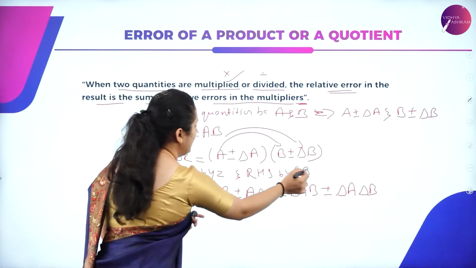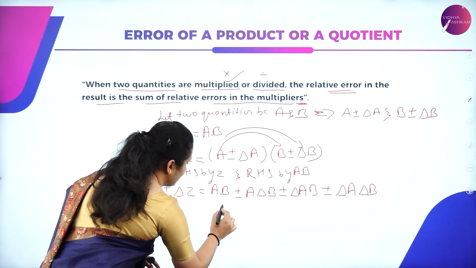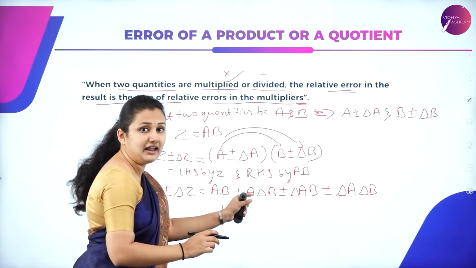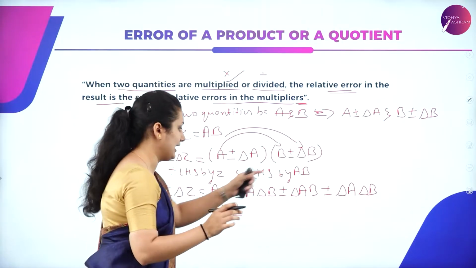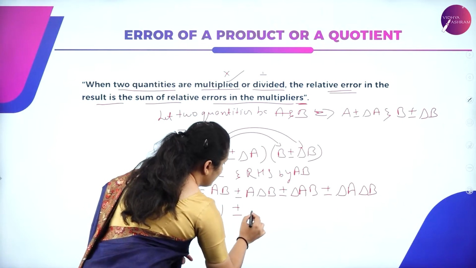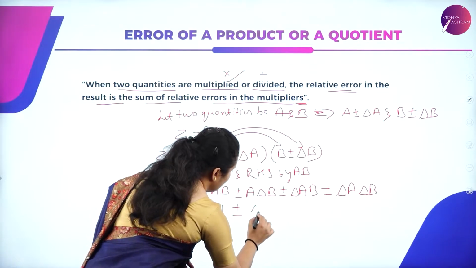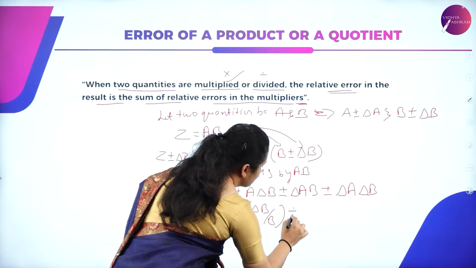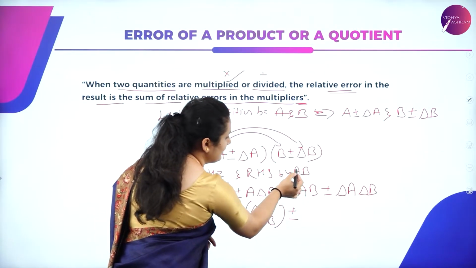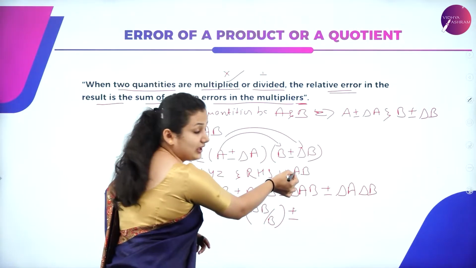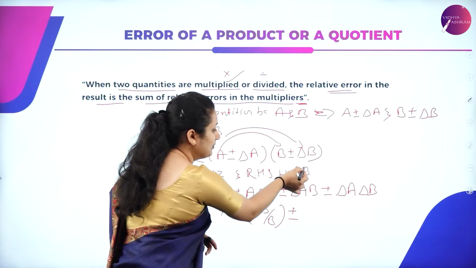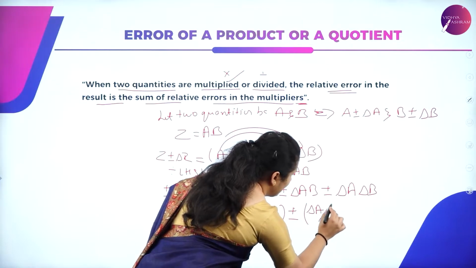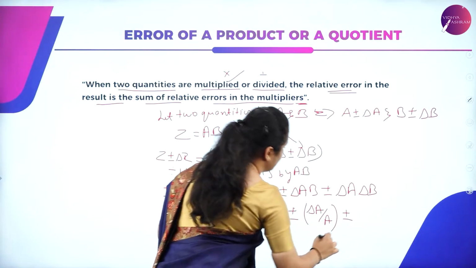Now divide them by AB. So what will you get? Here you will get 1 plus or minus. Only divide A and A term. Don't divide delta A with A. So divide AB here. What will you get? You have only A, so delta B by B plus or minus. Divide delta A by AB. So delta A cannot be divided by A. You can divide B by B. So it will be delta A by A again plus or minus.